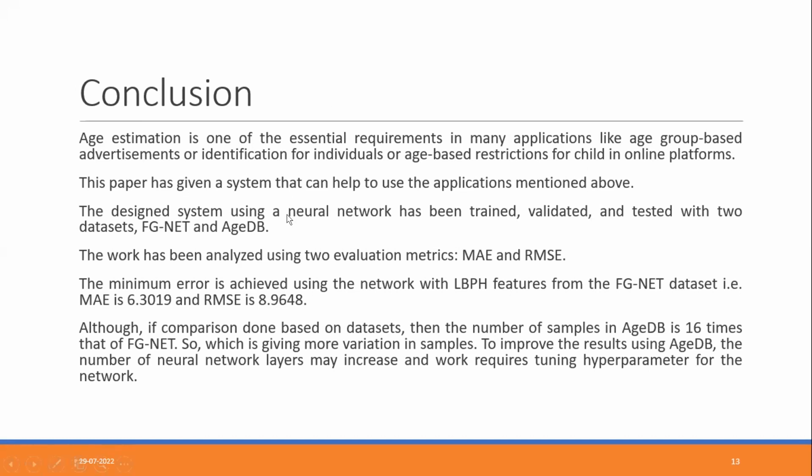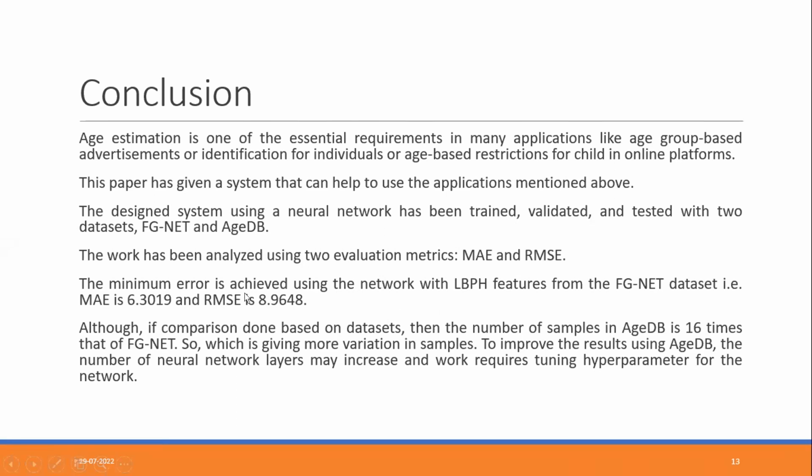In this paper we have designed a system which can be implemented as an application on a system with the help of a camera, a real camera. So that can be implemented. We designed the system, and we validated and tested it on the two networks, FGNet and HDB. We evaluated our work by using two parameters. One is MAE, mean absolute error, and second is RMSE, root mean square error.